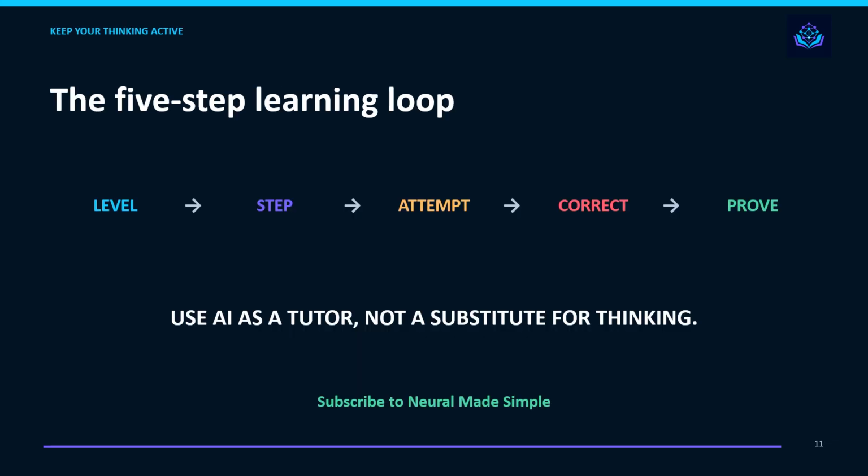The method is simple. Define your level, learn in small steps, attempt before hints, correct the misunderstanding, and prove the skill without AI. Use AI as a tutor, not a replacement for thinking.